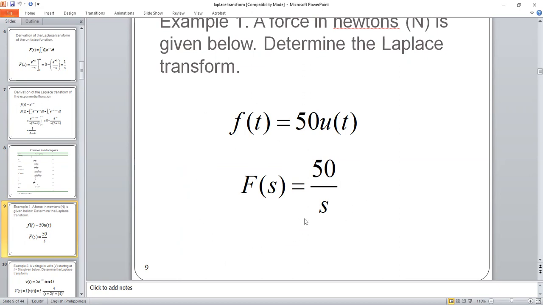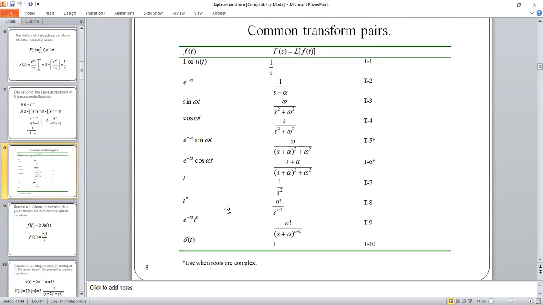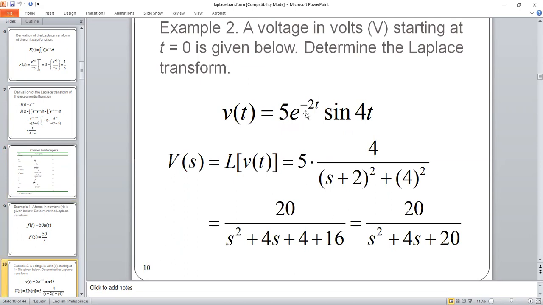So its Laplace transformation is 50 over s, using the formula 1 over s. Another one is for the sine function, this time with an exponential function multiplied to it. So what you do, you set aside the constant 5 and then substitute the formula for e raised to minus 2t sine of 4t. For the sine, the numerator is omega, the constant appearing in the argument of your sine, over s plus, since it's negative, alpha squared plus omega squared.